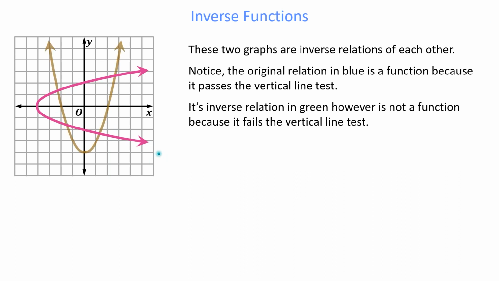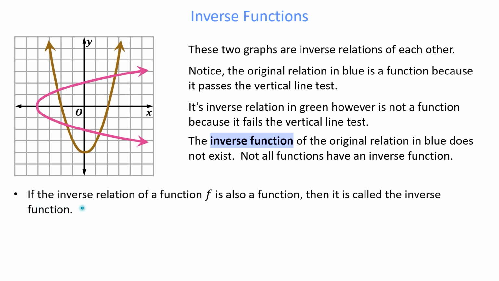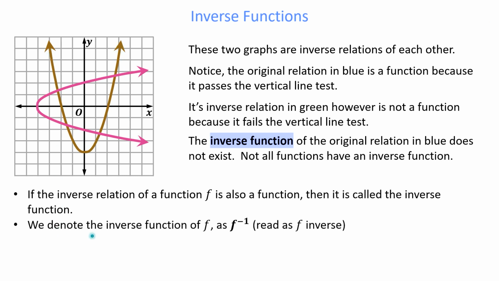So although the original graph in blue is a function, its inverse relation is not a function. So its inverse function doesn't exist. In fact, not all functions have an inverse function. However, if the inverse relation of a function f is also a function, then it's called the inverse function. So if this graph in green was also a function, then it would be the inverse function of this graph in blue. We denote the inverse function of f as f inverse.